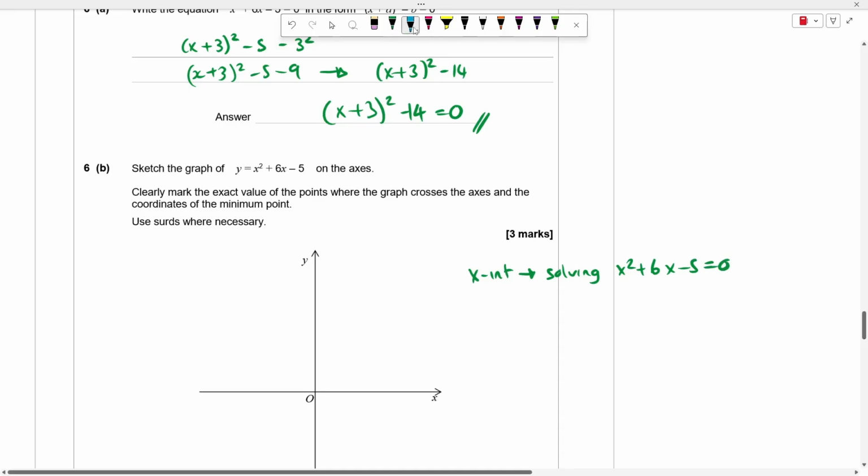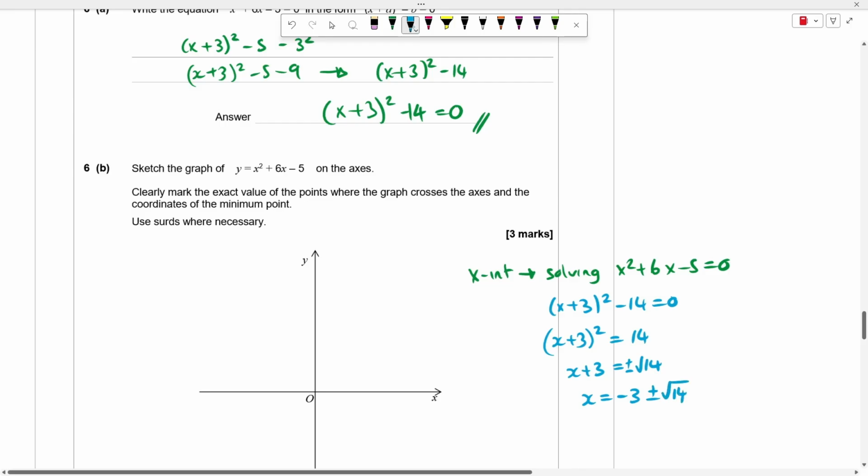Now, because we've already got it in completing the square form, we've got x plus 3 squared minus 14 equals 0. So solving this for x, we end up with x plus 3 squared equals 14. Then x plus 3 equals plus or minus the square root of 14. So x equals negative 3 plus or minus root 14.